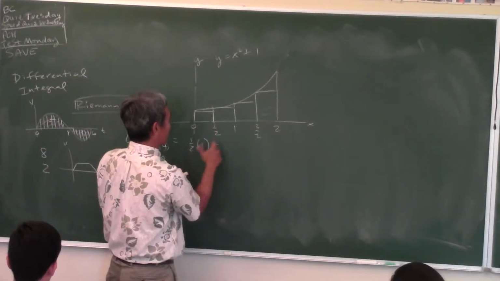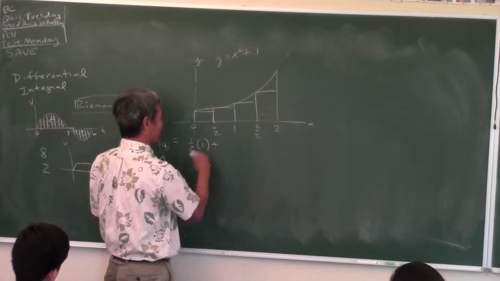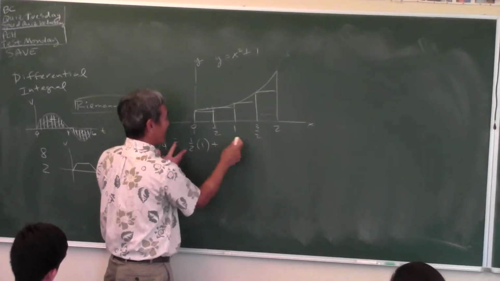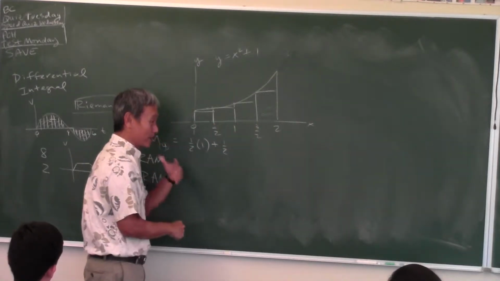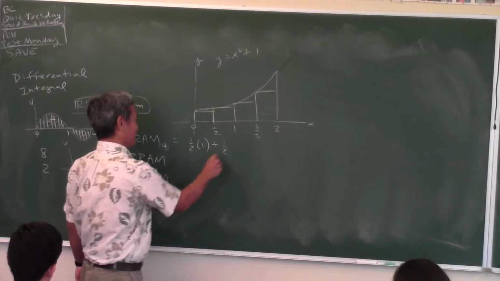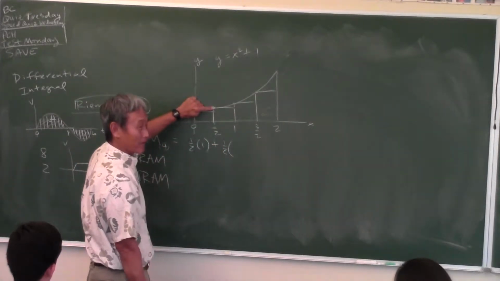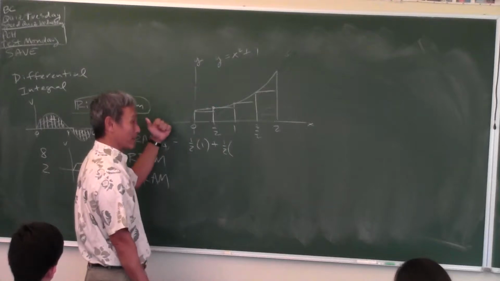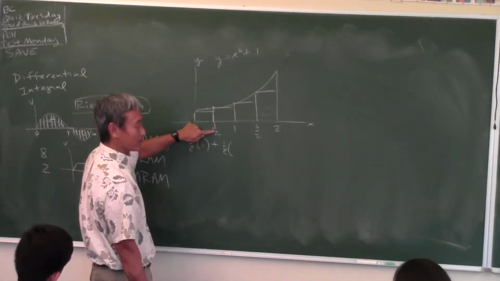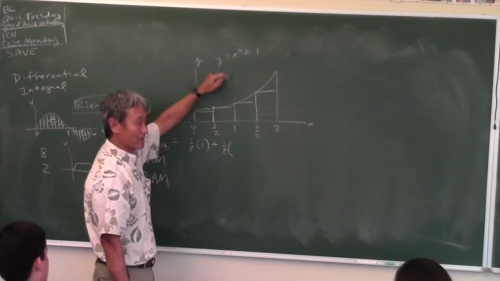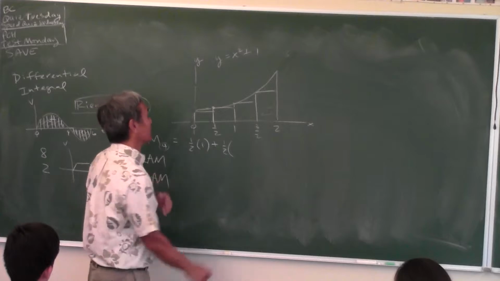Okay, second rectangle. What is the length of the base here? How far is it from 1/2 to 1? 1/2. They're all 1/2. Look, 1/2, 1/2, 1/2. That's what happens when you break it up into 4 equal parts. The height of the rectangle is going to be the y-coordinate of this point, right? Because we're using the left endpoint. So if the x-coordinate is 1/2, how do you figure out the y-coordinate? You plug it into there. So 1/2 squared plus 1. 1/4 plus 1. 5/4.